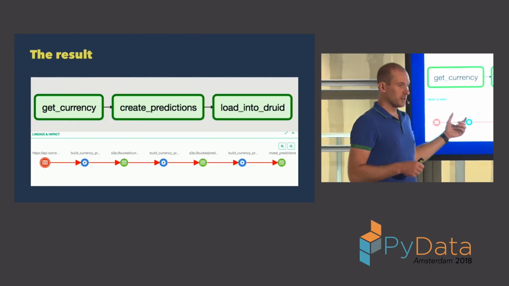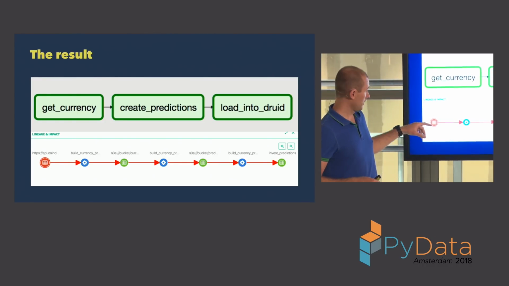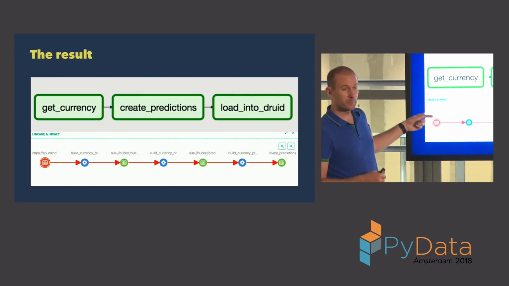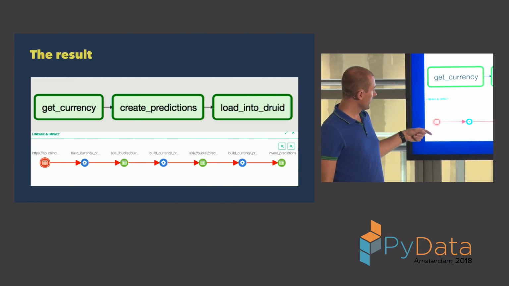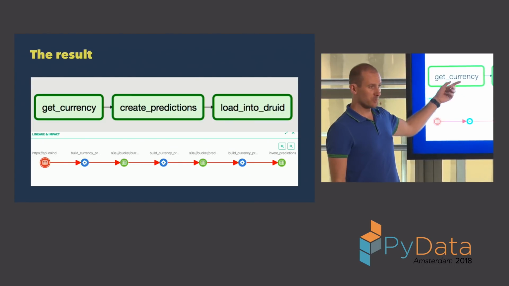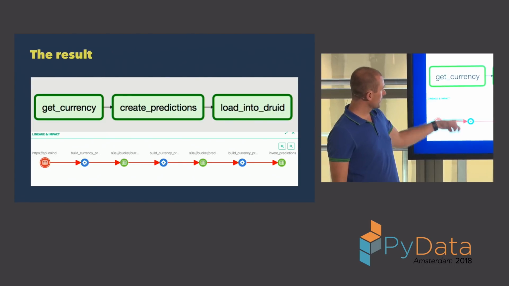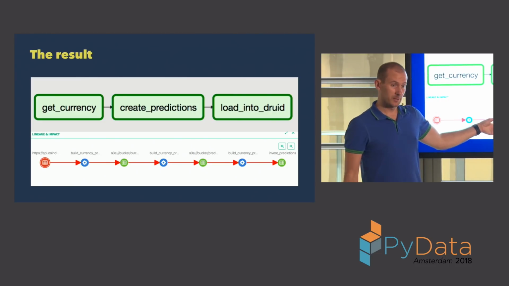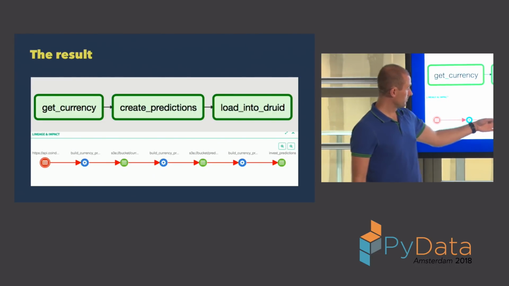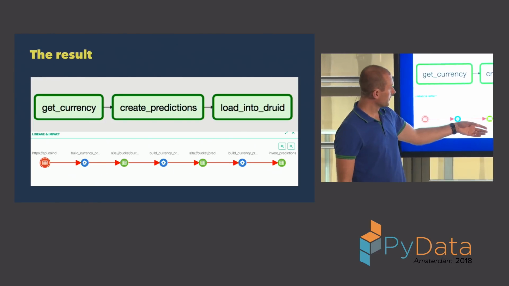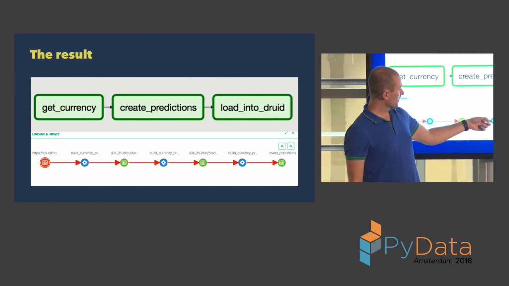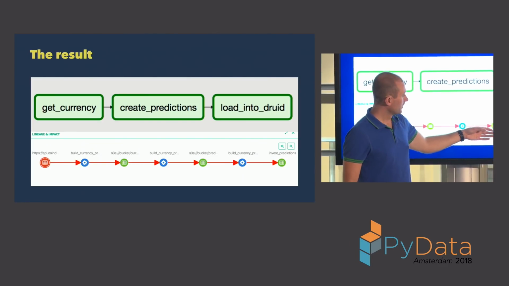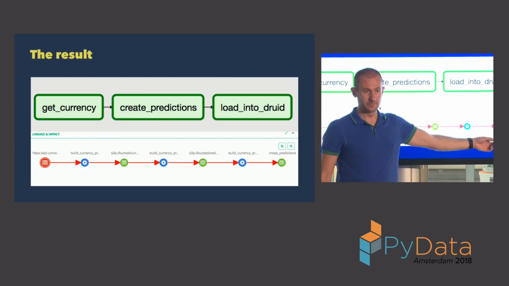If we go to Atlas, however, now, then you'll see, hey, I'm picking up something from CoinDesk, and the name is not really clear in this case, but this one corresponds to get currency. It outputs something to a new S3 bucket. Oh, it's there. You can see what it's doing. Create predictions corresponds to the next operator here. Creates a new S3 bucket, and then we end up into Druid.